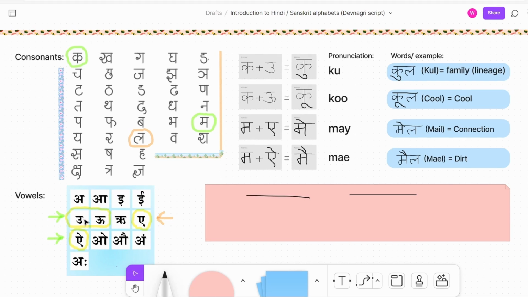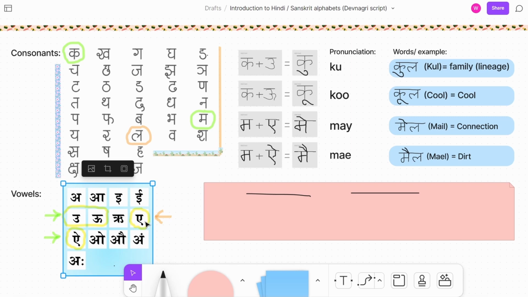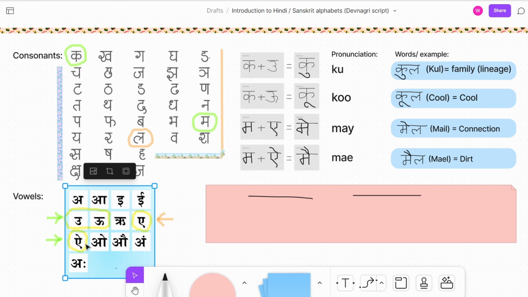The first one looks very similar to the number 3. This is pronounced as U. And the next one, this one is pronounced as U. This one, it is pronounced as A. And the fourth one, this one is pronounced as A.